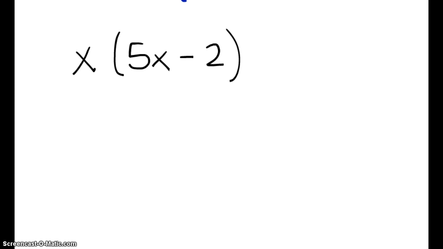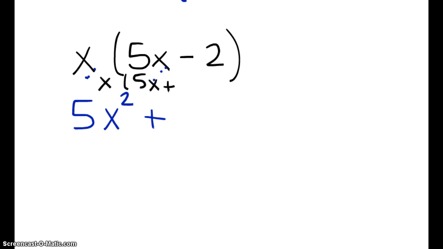All right, last one. This one looks a little different. So now we have x times 5x. Well, we know that x times x, anytime you multiply something to itself, it's a square. So here we don't know the value of x, so x times x is just going to be x squared. And then we have 5x squared plus, now remember that this was x times 5x plus negative 2. So this is 5x squared, and then x times negative 2 is negative 2x.